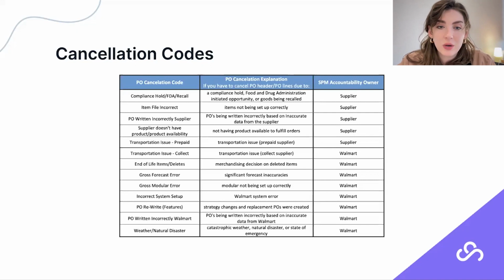So with cancellation codes, the way that I would submit those is let your merchant team know, hey, we're seeing that you asked for 100 cases, we only have 80. Can we update this PO to 80?